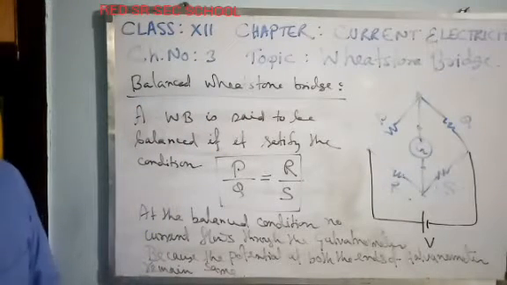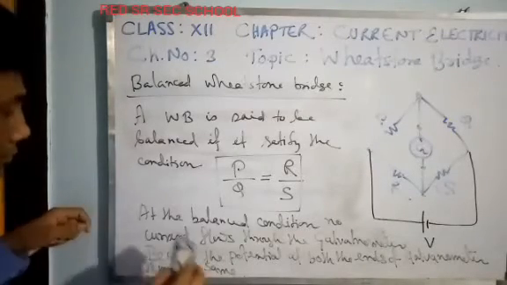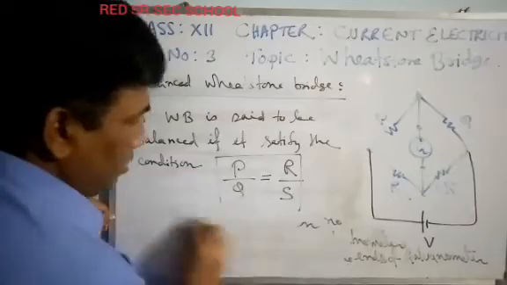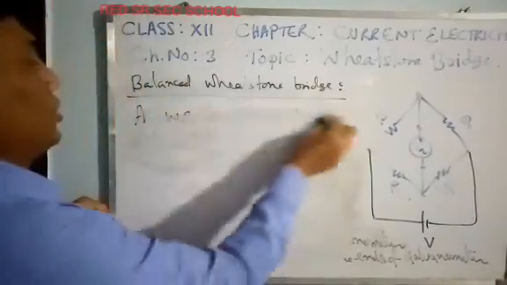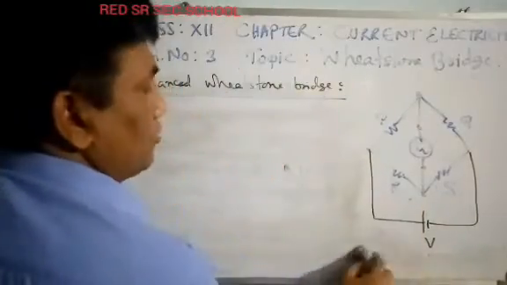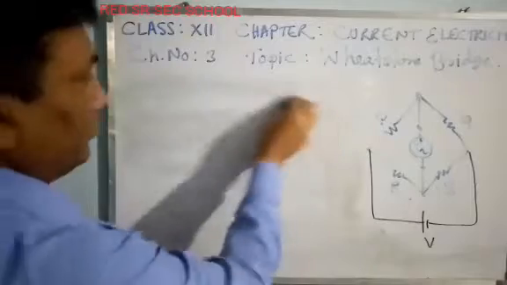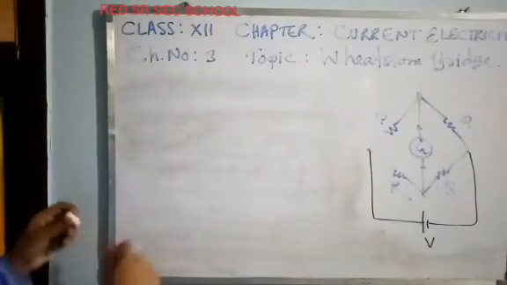So you just copy it. I'm going to rub all these things, guys. Derivation of balance condition. But you have to draw this figure once more. Derivation of balance condition.